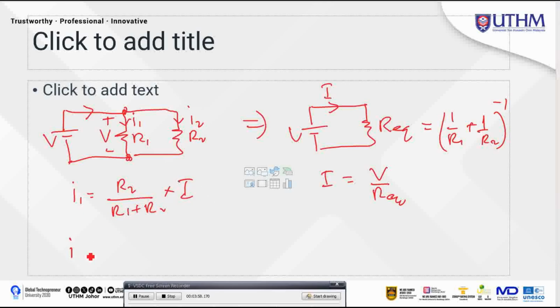On the other hand, I2 is equal to R1 over R1 plus R2 times I. So these are two equations that you need to remember. This is basically for parallel resistors and the current division.